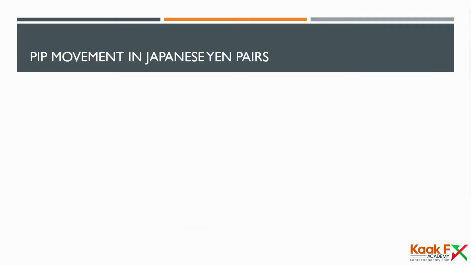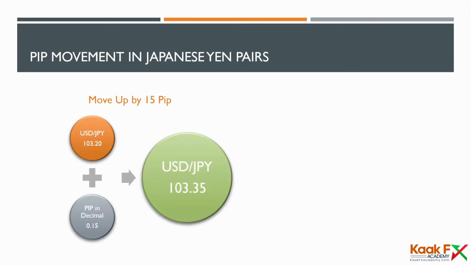Here's an example of pip movement with the Japanese yen pairs. We calculate it the same way, but this time it is the second number after the decimal instead of the fourth number. So for 15 pip, it is 0.15 instead of 0.0015 in the other pairs. That's the only difference. If it's 100 pips, it would be 1.00. That's what you have to add. So that's the difference between Japanese pairs and regular pairs.